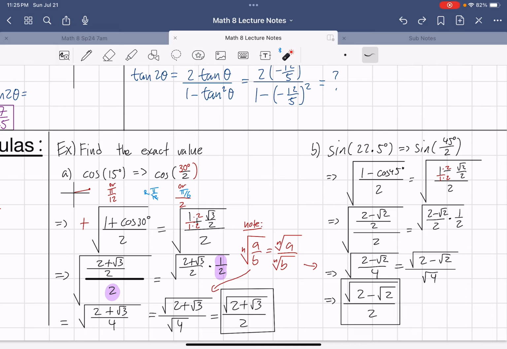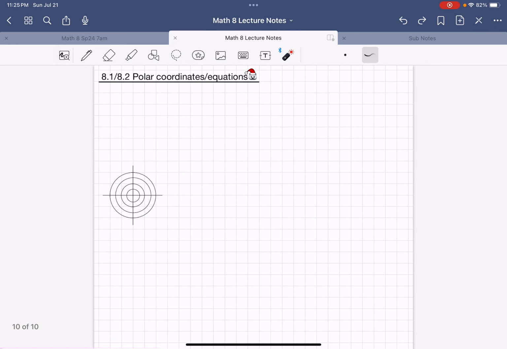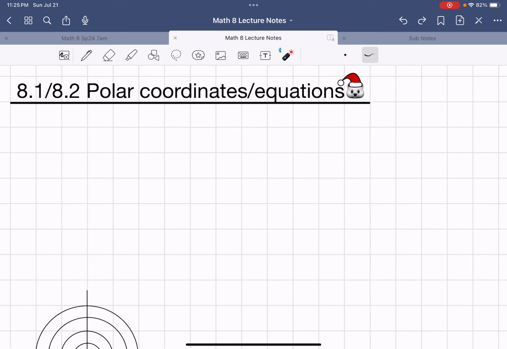Now we're going to move on to a new chapter, looking at polar coordinates and equations, hence my little polar bear. But I'll end it here.